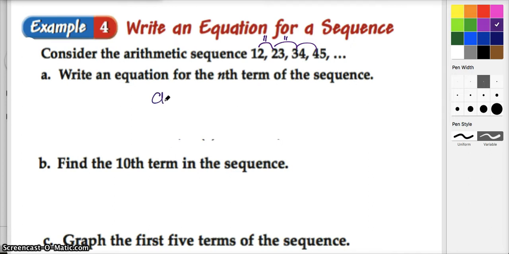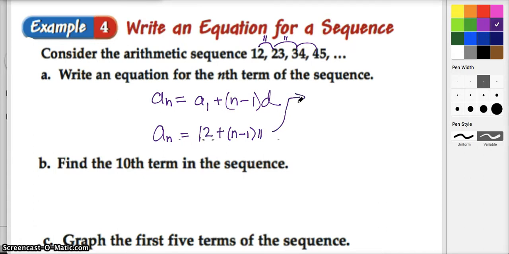No problem. We've got our generic equation which says a sub n is equal to a sub 1 plus n minus 1 times d. Well, since I'm dealing with this equation, I'm just going to put in what I know. A sub n is the nth term. A sub 1 is 12. Plus n minus 1, well, I don't know what the nth term is, so I'm going to leave that n minus 1, and the d value will be 11. So my equation, I'm going to write this as a sub n is equal to 12 plus 11 times n minus 1.